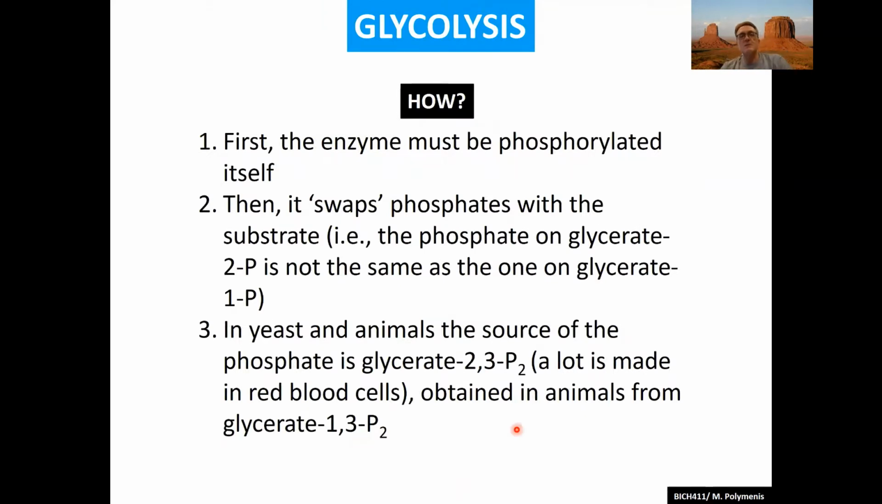First, the enzyme itself is phosphorylated. Then it swaps phosphates. There is an intermediate that's phosphorylated at 2 positions, and the phosphate that was on the enzyme will stay on the substrate, and the enzyme itself regenerates itself by picking up the pre-existing phosphate on the substrate. Right?